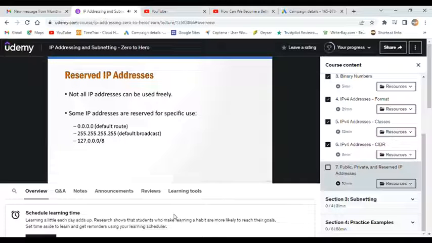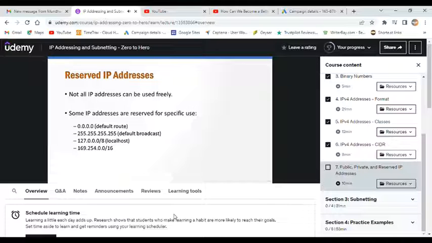And then we have the loopback address range. Most of you are probably already familiar with the address 127.0.0.1, but actually an entire A-class range is reserved for this use.